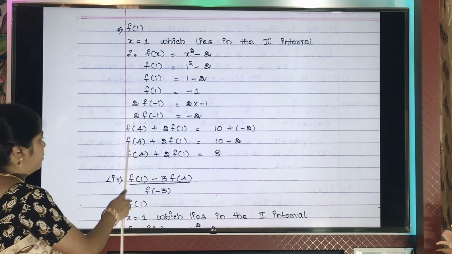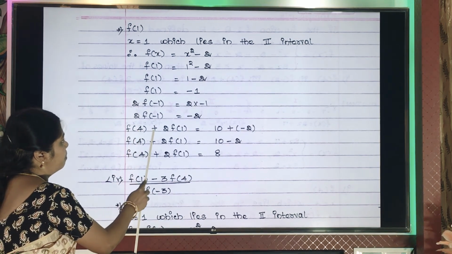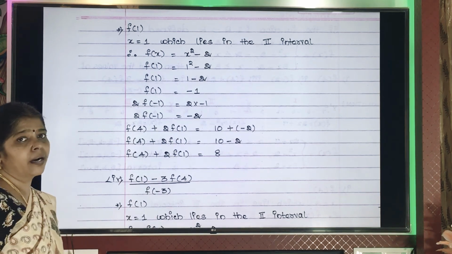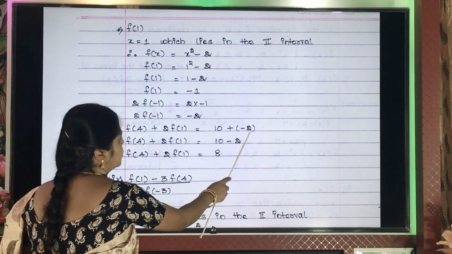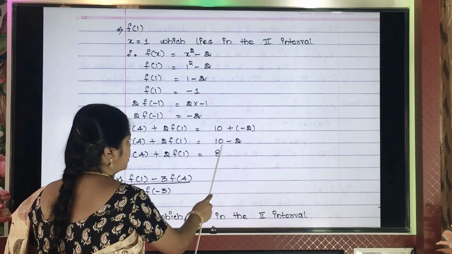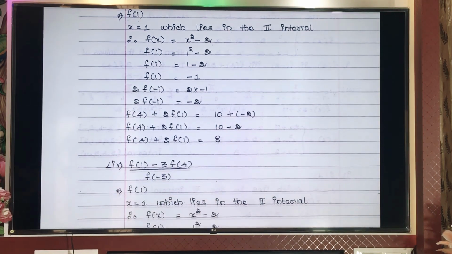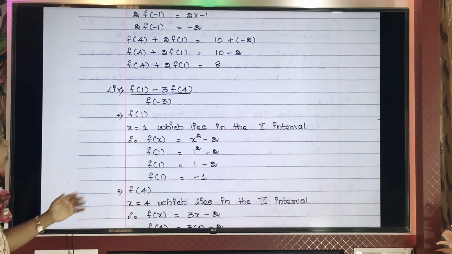So for our question we want f of 4 plus 2 into f of 1. f of 4 is 10. 2 into f of 1 is minus 2. So 10 minus 2, the answer is 8. Have you all understood? Yes.